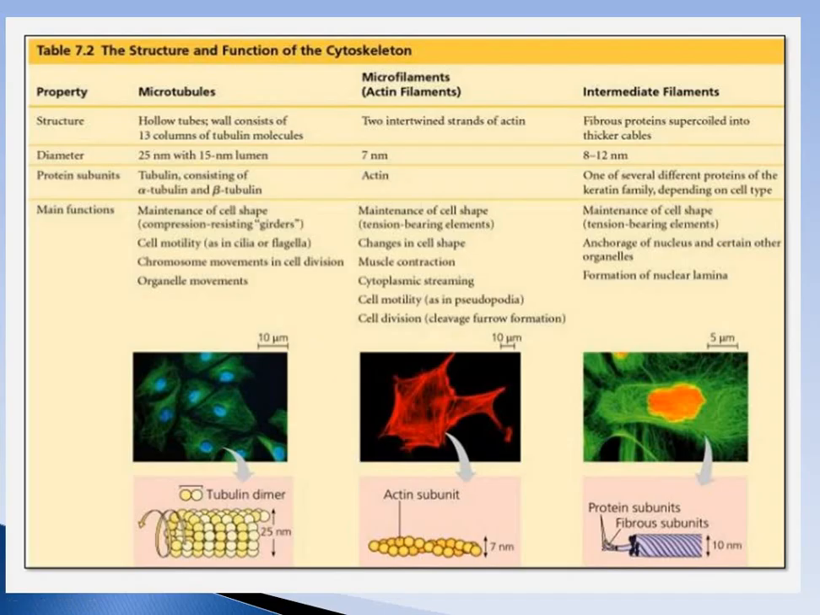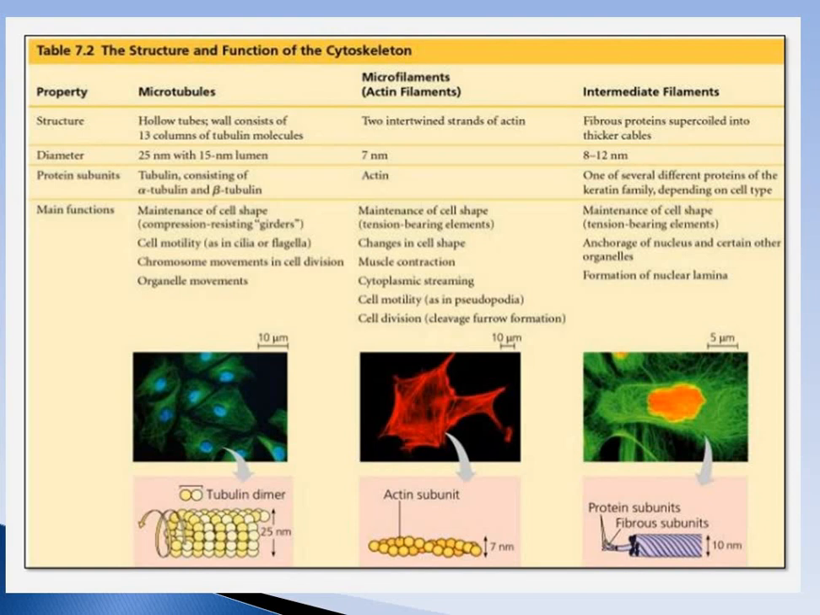This table is showing a comparison between microtubules, microfilaments, and intermediate filaments. You see, microtubules are hollow tubes with 13 columns of tubulin molecules, and microfilaments are made up of 2 twisted strands of actin. Same is the case with intermediate filaments. These are made in the form of long fibers or in the form of thick cables. Microtubules are 25 nanometer with a central space or lumen which is 15 nanometer. Microfilaments are 7 nanometer. Intermediate filaments are 8 to 12 nanometer.